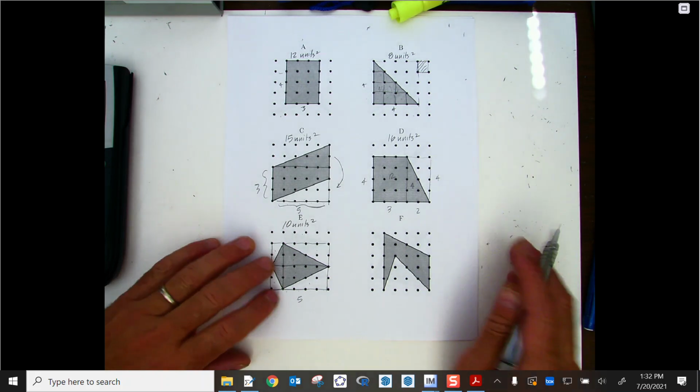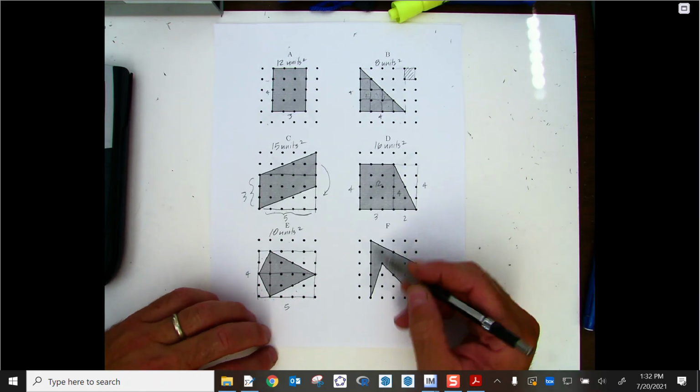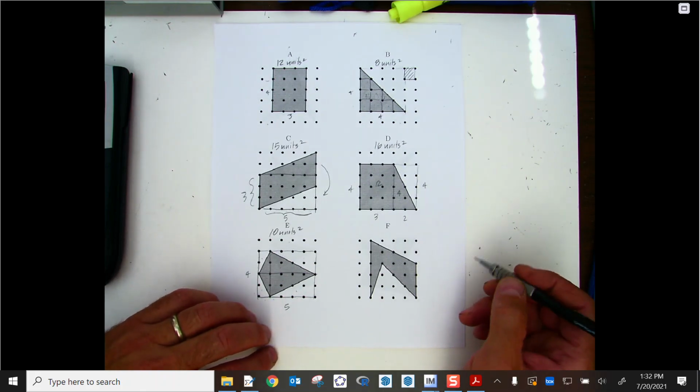Okay, then we go on to sort of irregular things, and I like these irregular ones because it really forces them to think about chopping things up.